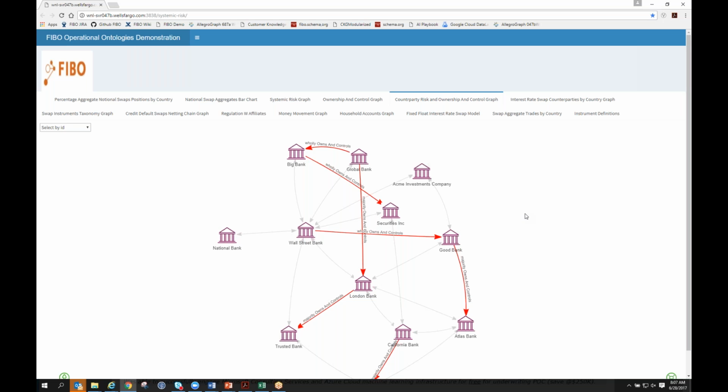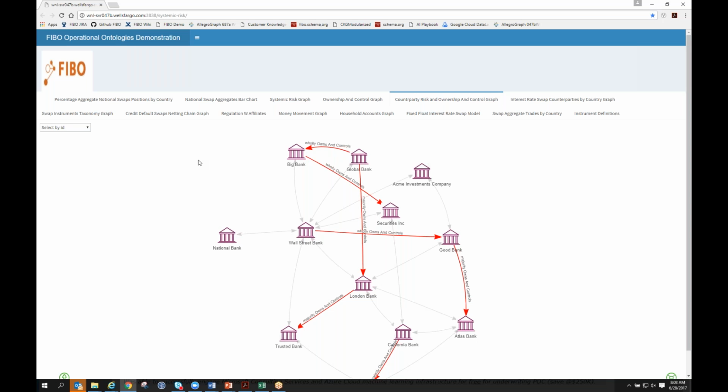So you could see all of the different trading partners with the lighter gray lines, and you could look at the ownership and control hierarchies with the darker red lines, and now you have more of a multidimensional view of the counterparties and their parent companies and/or subsidiaries, and you can get more of a holistic view of risk across this whole spectrum. So I just wanted to give you a small snippet of how FIBO can be applied operationally as a demo.